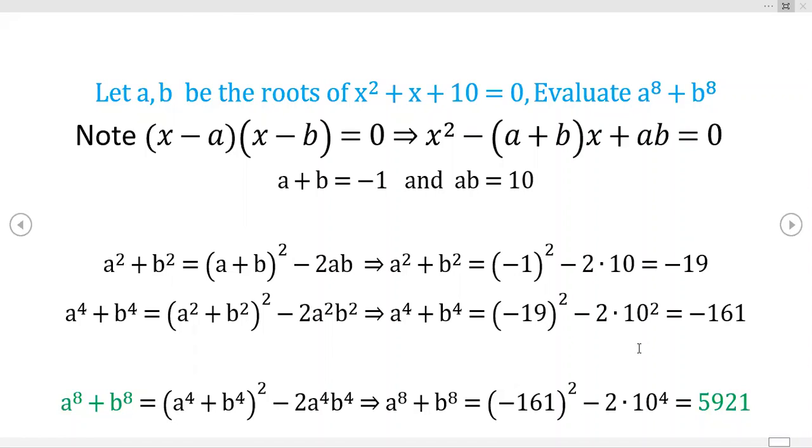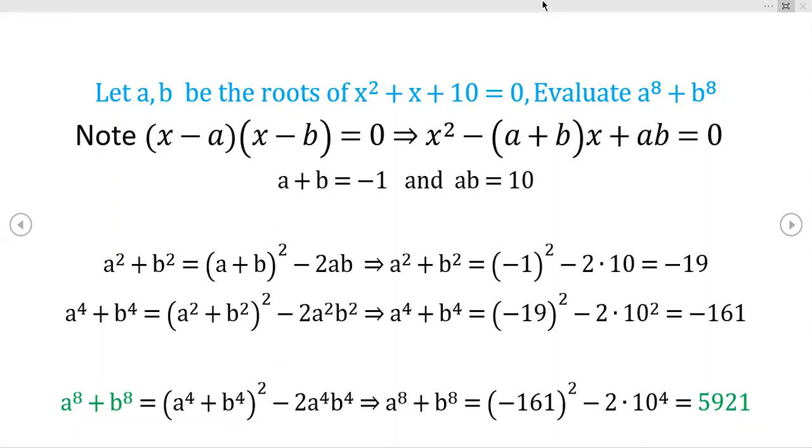But anyway, we have a quadratic where we have two roots specified, and we're just supposed to evaluate, based on this concrete example of a quadratic equation, what one root raised to the 8th power plus the other root raised to the 8th power is. We're supposed to evaluate that without actually having to find a and b.